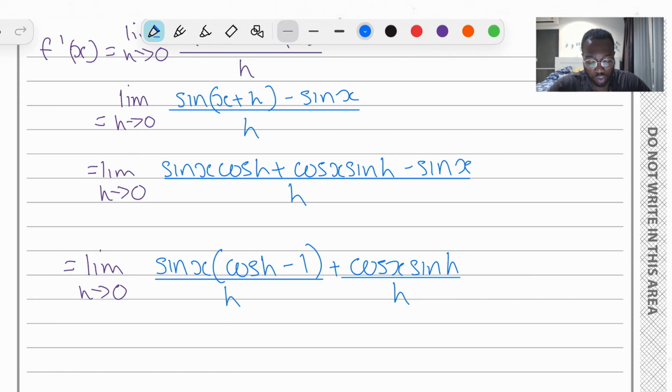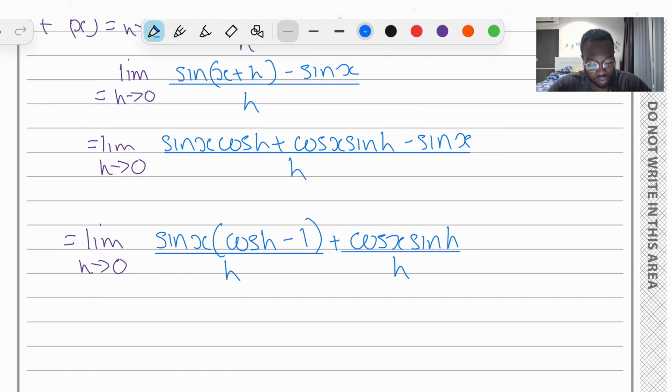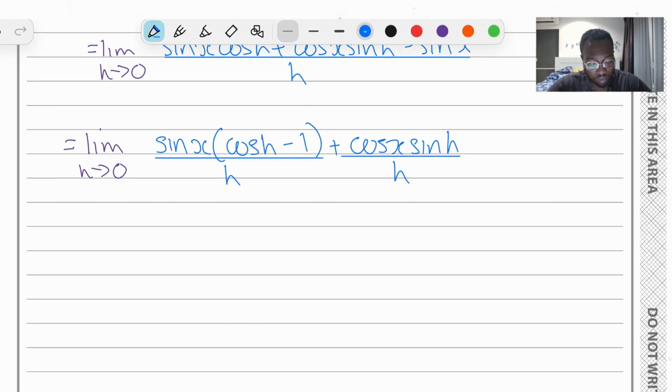Okay, so I've just done sin x cos h minus sin x over h, and I've just factored out that sin x, so we get a sin x, and then in brackets we get the cos h minus 1 over h. I've also done the same thing where I've made the cos x sin h over h into its own thing. Now, as you can see, this looks very similar to the form we want.